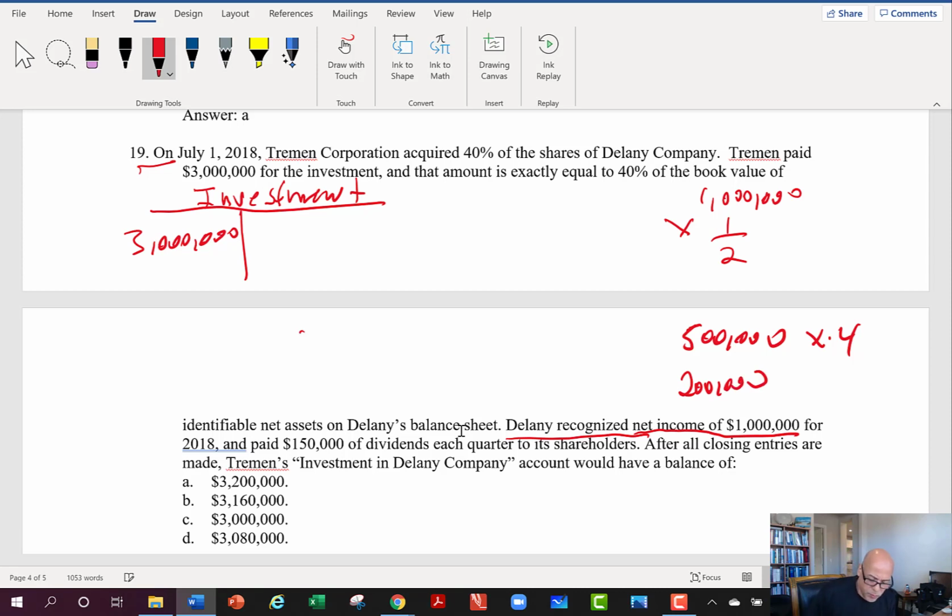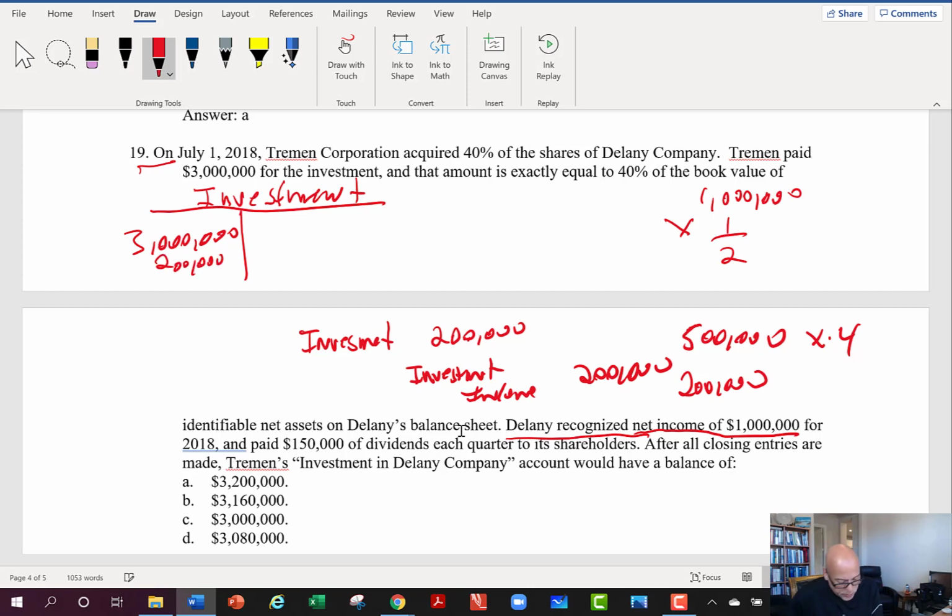Okay, so they will debit the investment 200,000 for this, and they will credit investment income, equity method, that gets reported on the income statement. Okay, so there's that 200,000 for the investment.